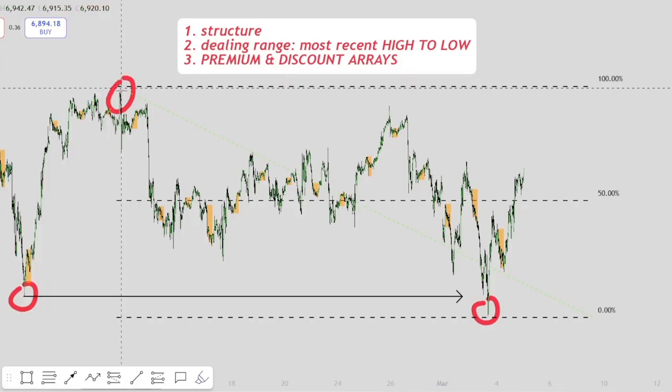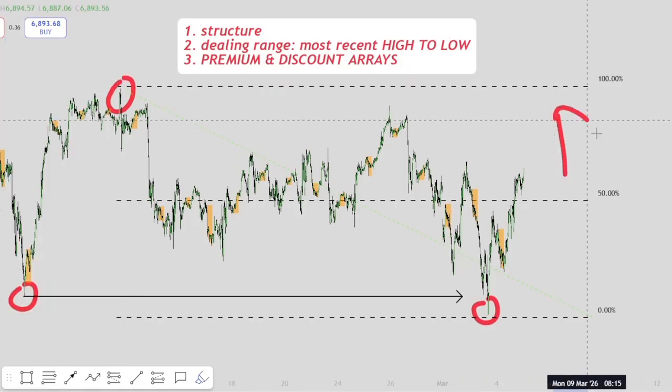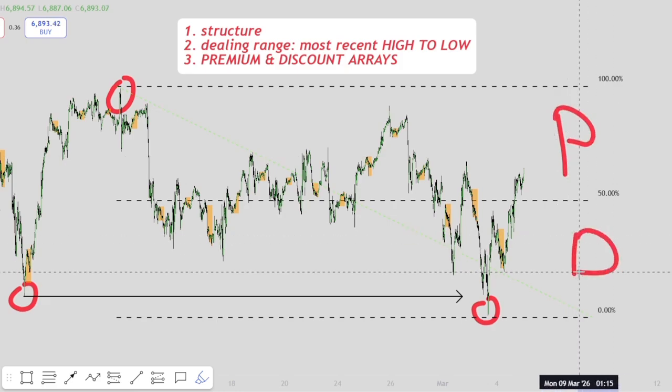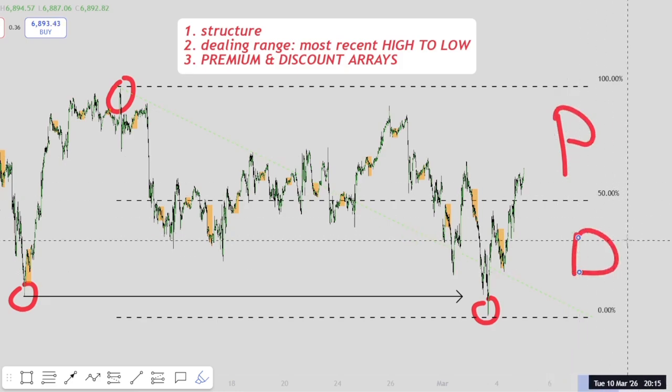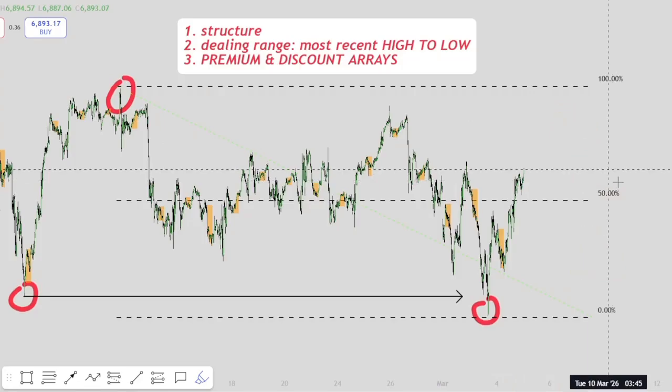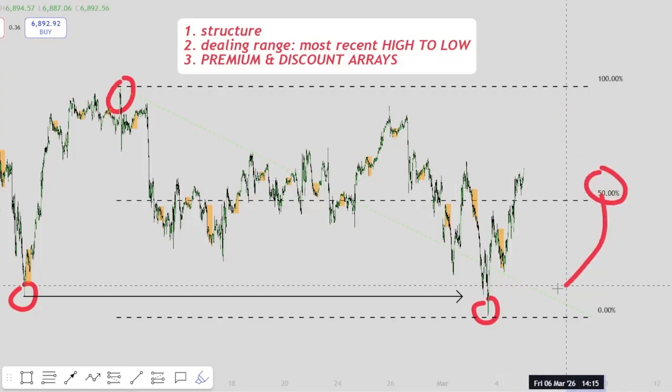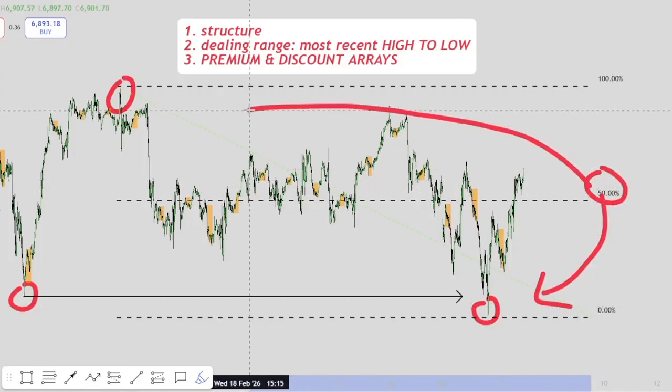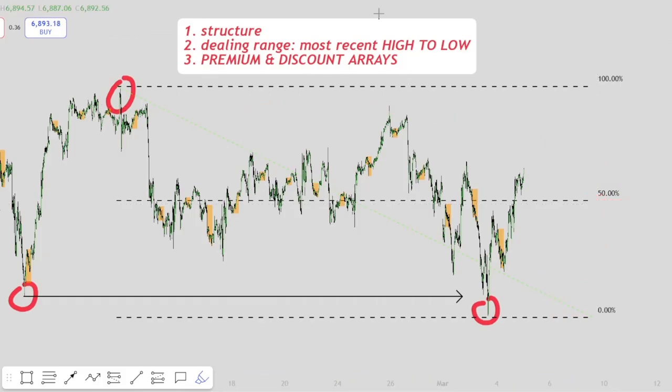So once we have our structural high and structural low, this is the premium, right? This is the discount. So anything below this 50% is a discount, anything above is a premium. And it's important to understand this 50% here is basically the halfway point between this low and this high, right? It is the easiest thing to understand, and it's the most important thing to understand.